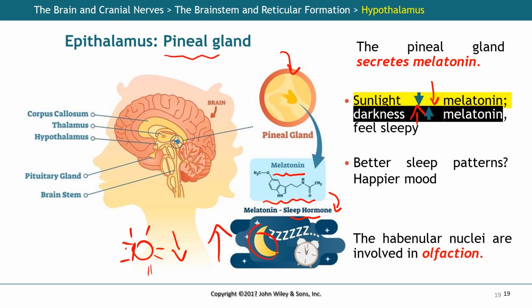And finally, something that I didn't tell you before is that in addition to melatonin, there are also the habenular nuclei that are involved in olfaction. So remember, there are so many nuclei that we will talk about. We're talking about the thalamus, the hypothalamus, and this one is important also in the pineal gland.